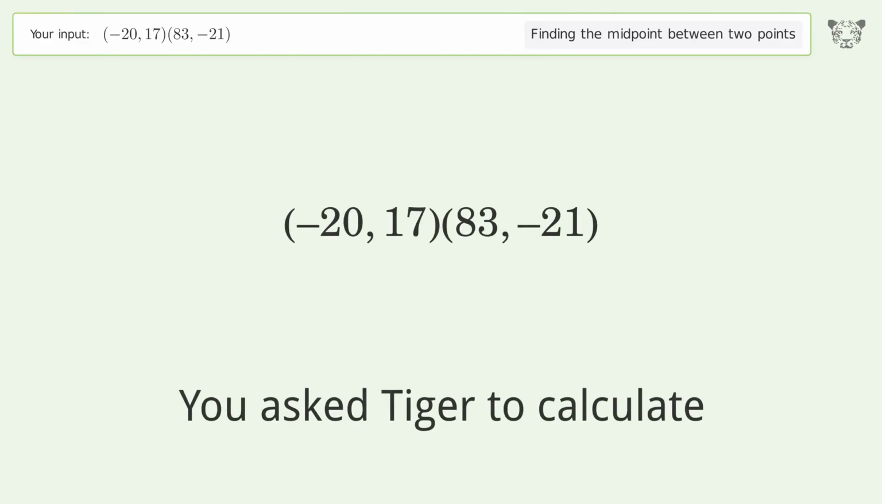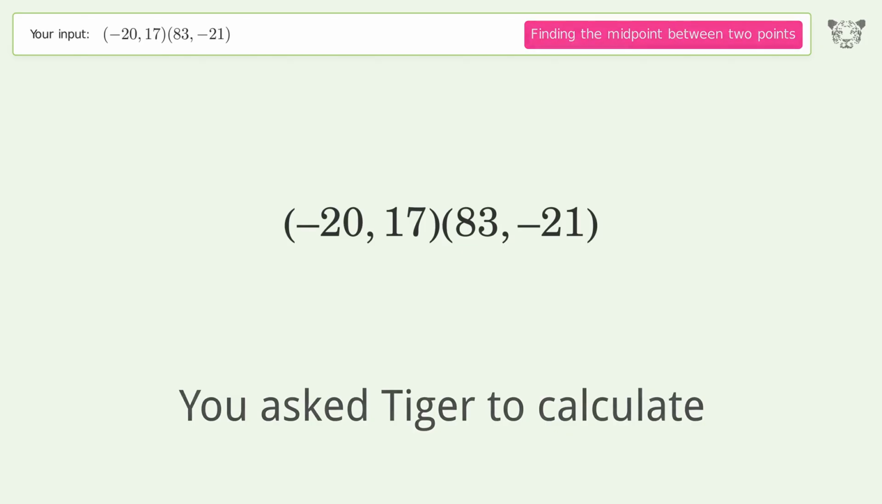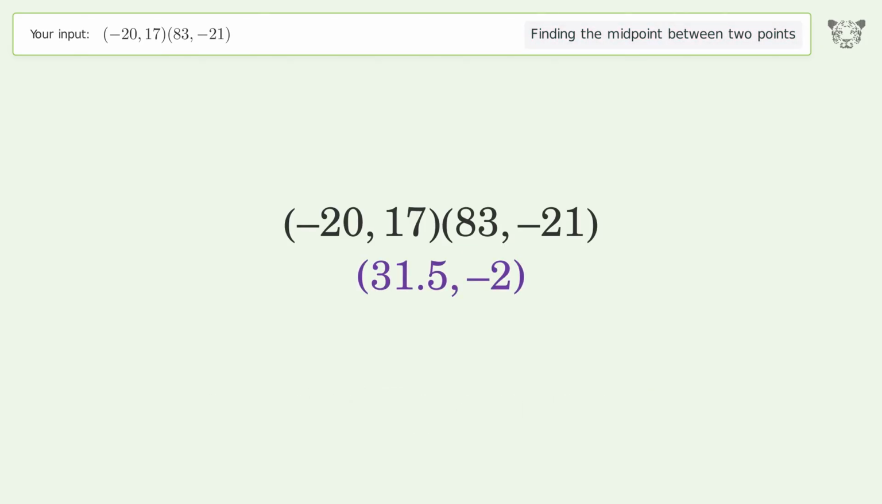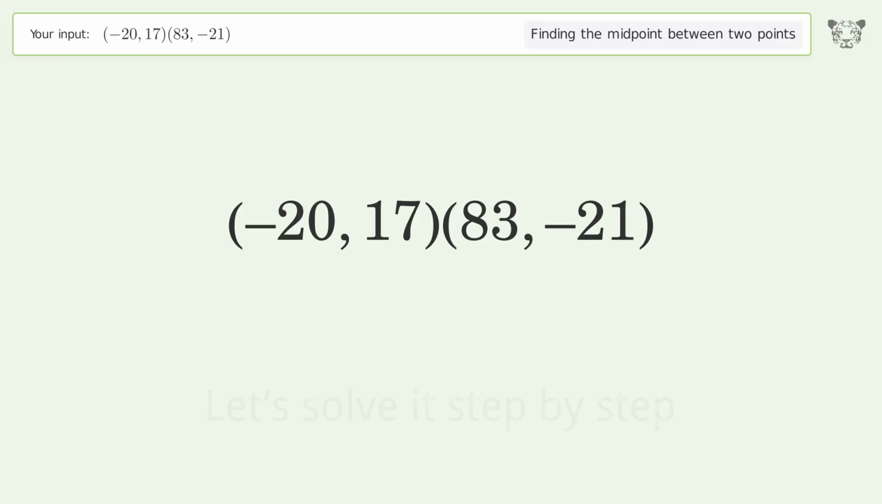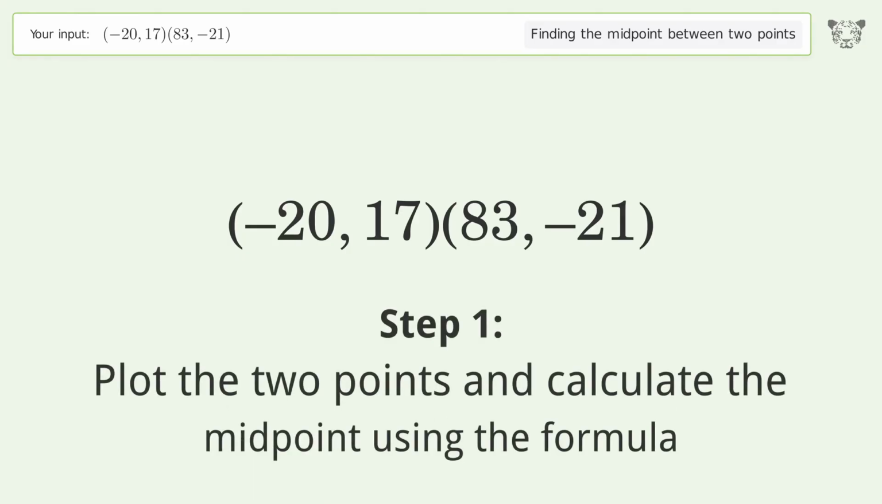You ask Tiger to calculate. This deals with finding the midpoint between 2 points. The midpoint between the 2 points is 31.5, -2. Let's solve it step by step. Plot the 2 points and calculate the midpoint using the formula.